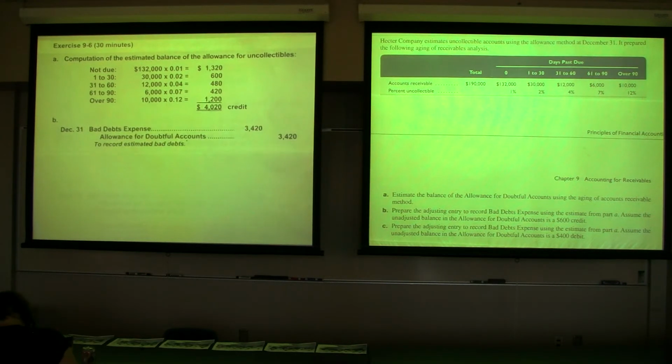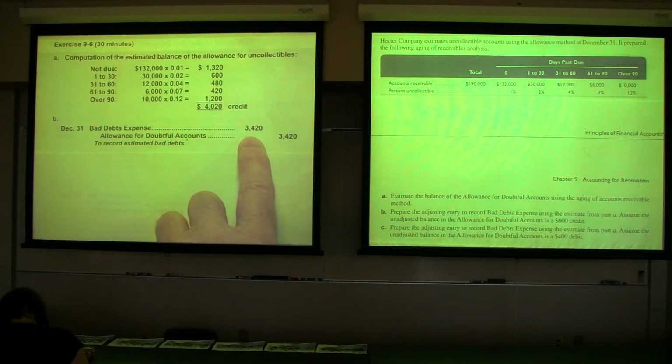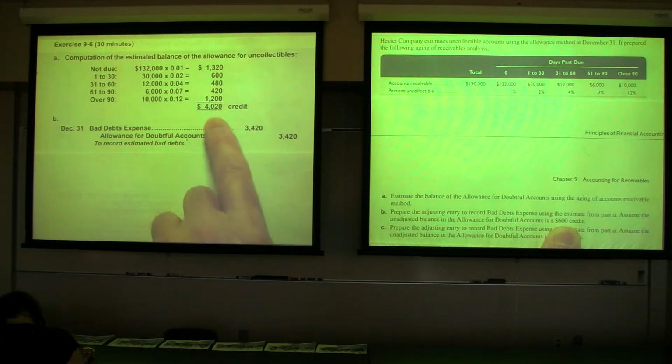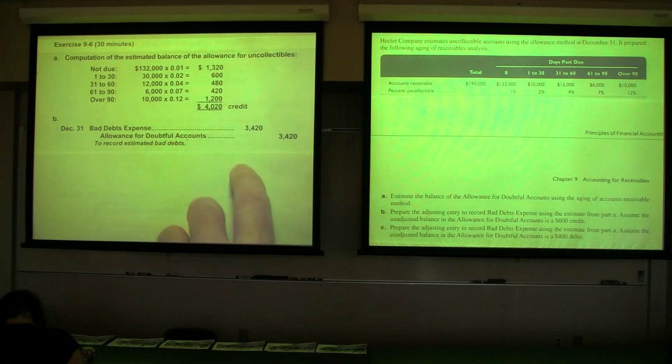So is this what you guys got when there was a $600 credit? So this adjustment will bring it from the balance of 600 up to the target of 4,020. Does that sound about right?